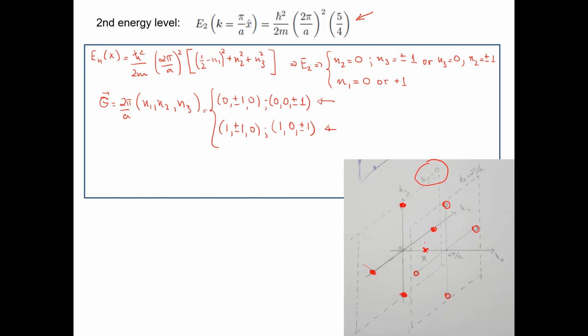Because remember that we are dealing with different parabolas, all of them centered at these G vectors. So the distance in k-space between these points and the X point must be equal, so that the kinetic energy of all these plane waves is the same at the X point. Okay? All right.